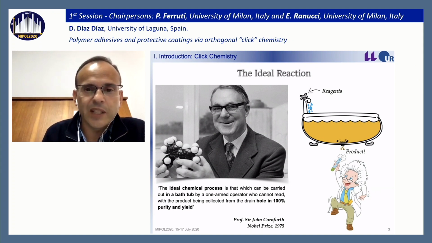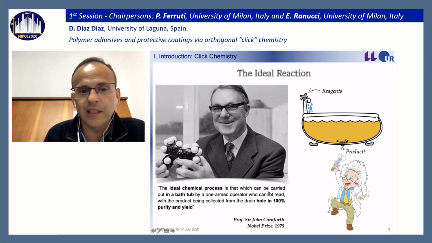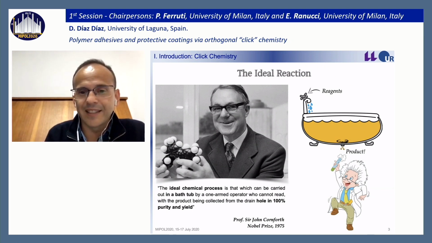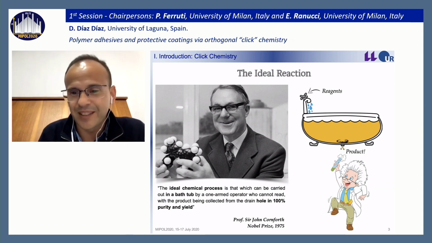And this is interesting because he always said that the ideal chemical process is one that can be carried out in a bathtub, as you see here, by a one-armed operator who cannot read, with the product being collected from the drain hole in 100% yield and purity. I found that really interesting. Of course, we all want a process like this.